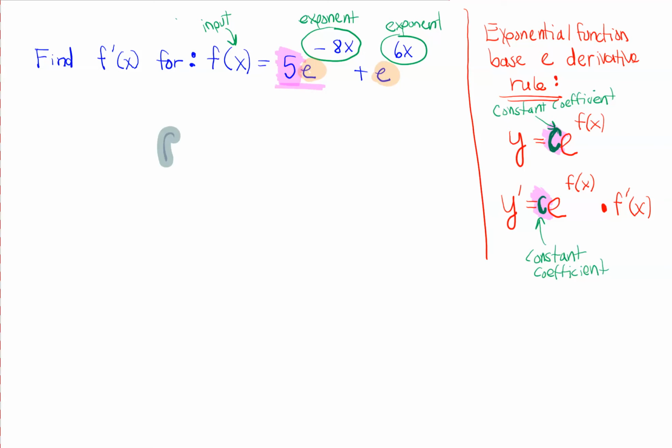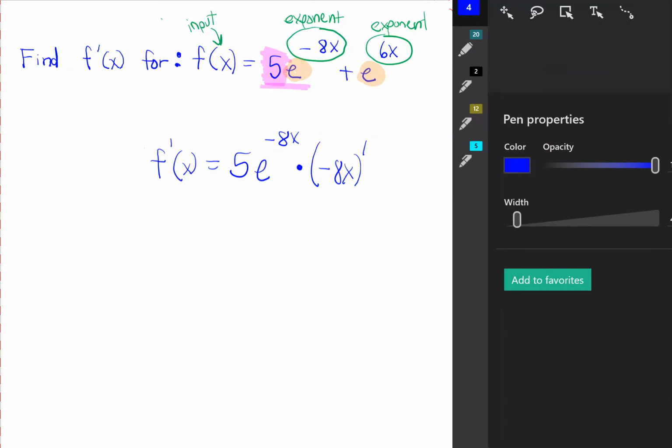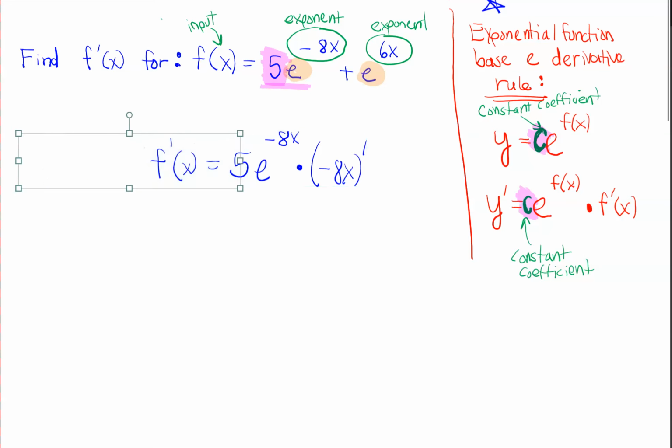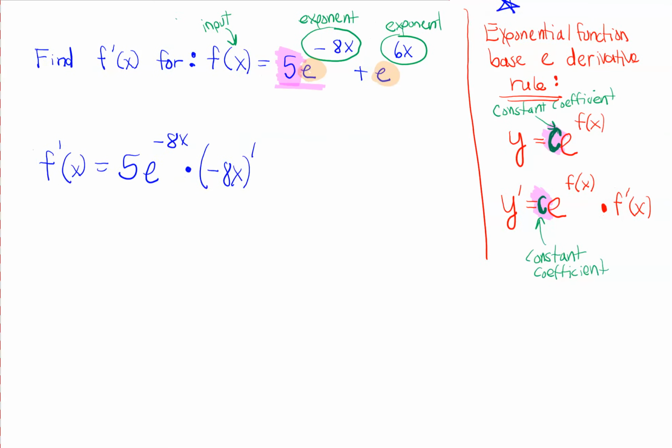So let's take the derivative of this function. I'm using my f prime notation now because I'm going to apply this generic exponential function base e rule. My rule says I'm going to rewrite the constant coefficient, the base e, and the exponent that's given to me, but then I need to tack on the derivative of that exponent. Let me move that over a little bit so I have some more room to write here, and I'll write out what I just did in words. Okay, so what did I just do there? I rewrote my constant coefficient, I rewrote the base e, I rewrote the exponent, and then I tacked on the derivative of the exponent.